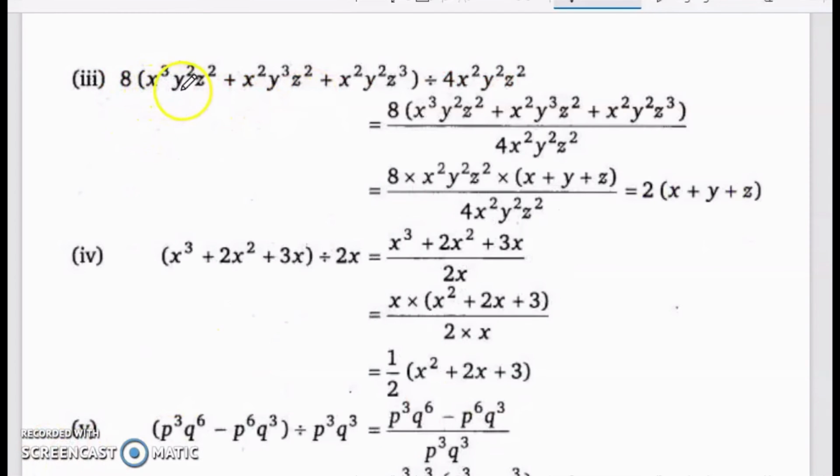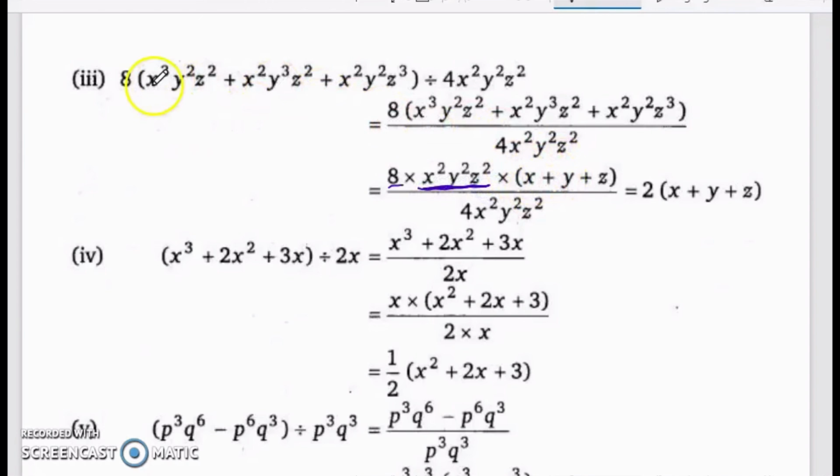8 into x cube y square z square plus x square y cube z square plus x square y square z cube divided by 4 x square y square z square. Now over here if you notice, in all these you have got x square also, y square also and z square also. So you can take that common. So when you take that common like this, 8 is already there and x square y square z square has been taken common from all these terms.